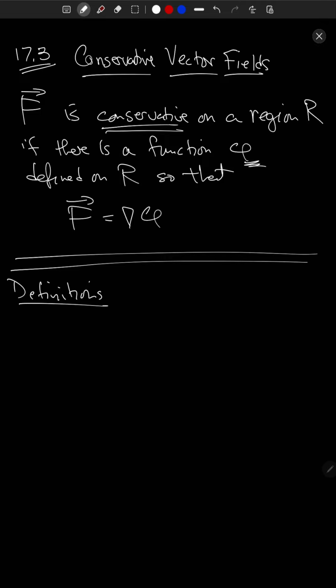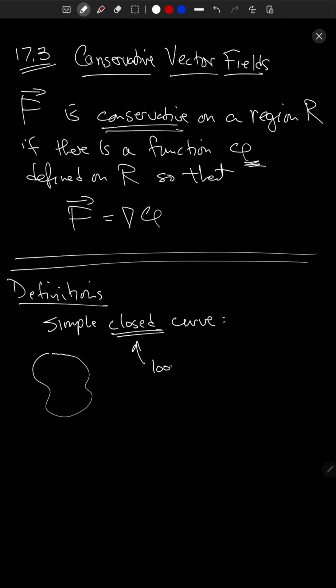So let's start with a simple closed curve. We kind of have looked at this already, but a simple closed curve is one where closed means it comes back on itself. So the endpoints are the same, right? So let's say we have a curve, looks like that, right? Closes up on itself and does not intersect itself, okay? So this is a loop, and then simple means does not intersect itself.